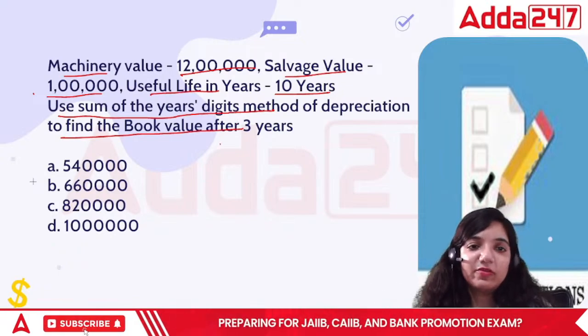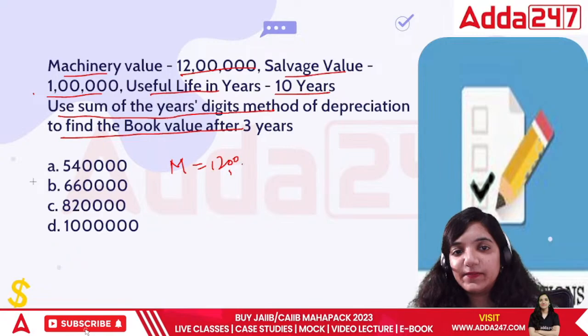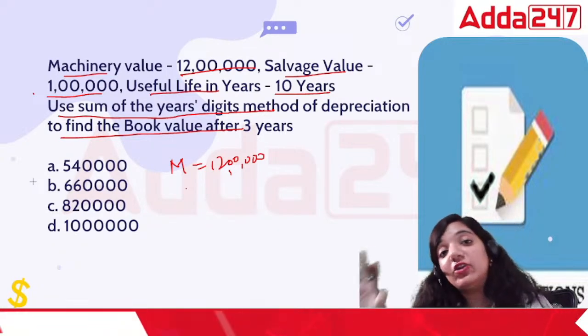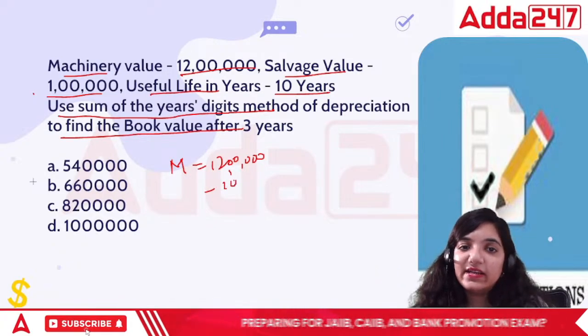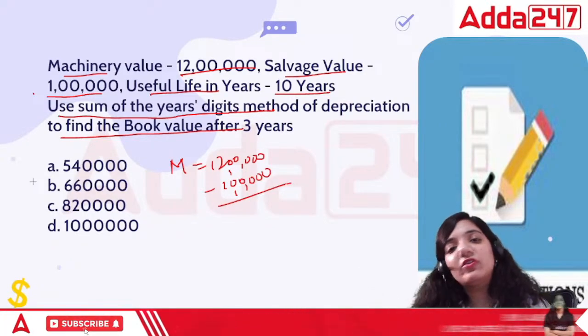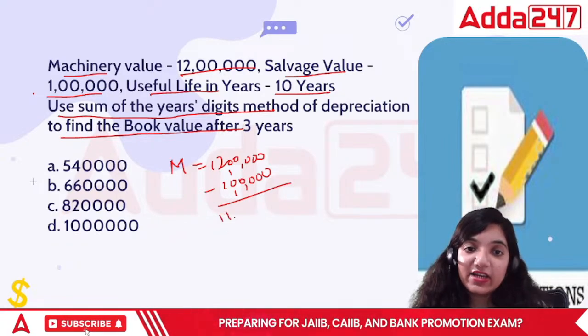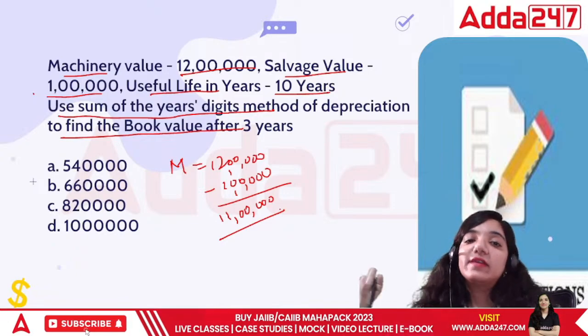Okay, let's talk about this question as well. The machinery is valued at 12 lakh rupees. If I sell it in the market by the end of its life, after 10 years, it will be 1 lakh rupees. So technically, what is the depreciation that I'll be charging? I've got something of 12 lakh. I will recover 1 lakh. So technically, the depreciable amount is 11 lakh rupees. This is the area of depreciation.